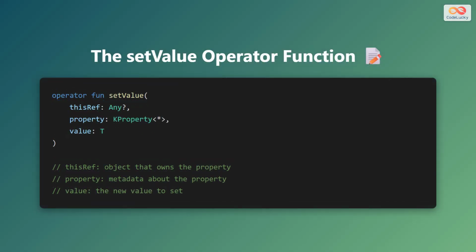Next, we have the setValue operator function. This function is needed for mutable properties. It takes three parameters: thisRef, the object that owns the property, property, the metadata about the property, and value, which is the new value to set. This function also needs the operator keyword. The setValue function gets called automatically whenever you assign a new value to the property. Together with getValue, these two functions give you complete control over how property values are accessed and modified.